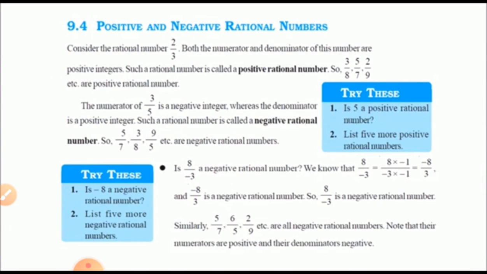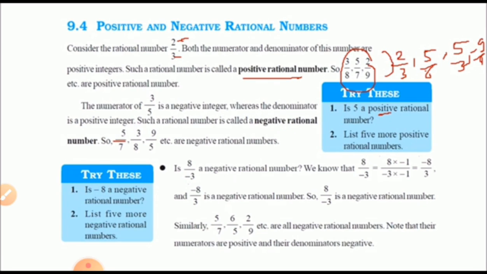Now, positive and negative rational numbers. Consider the rational number 2 upon 3. Both the numerator and denominator of this number are positive integers. Such a rational number is called a positive rational number. Second thing, negative. The numerator of minus 3 upon 5 is a negative integer, whereas the denominator is a positive integer. Such rational numbers are called negative rational numbers. So the same way as positive, negative also there.